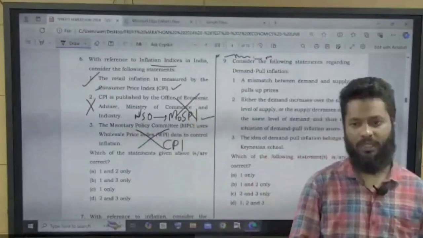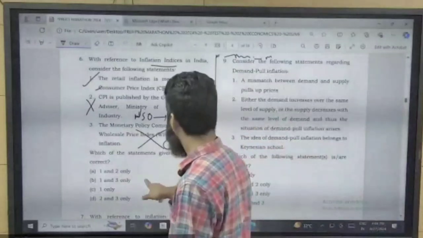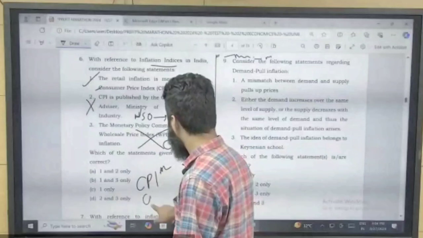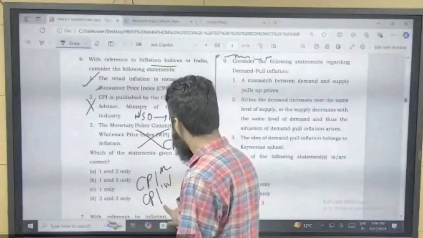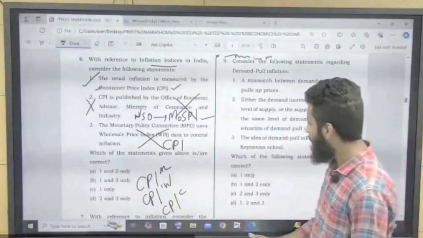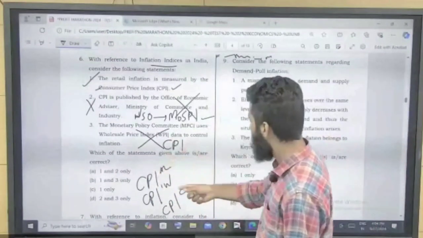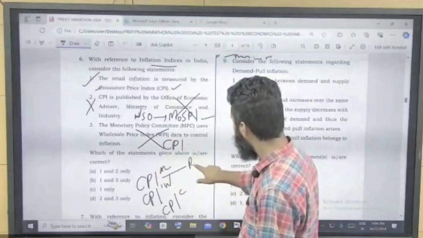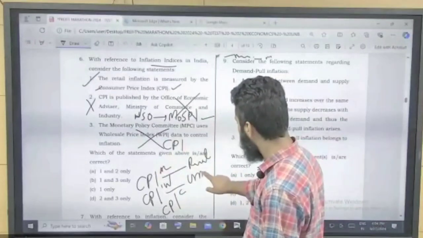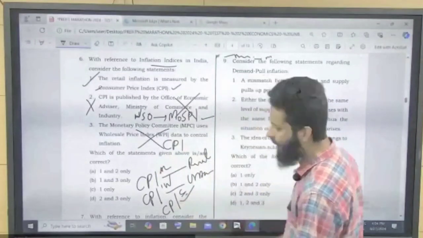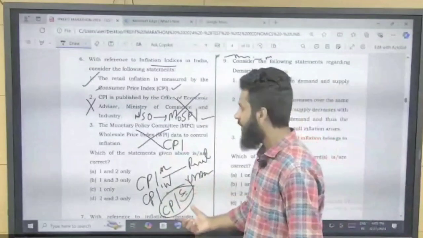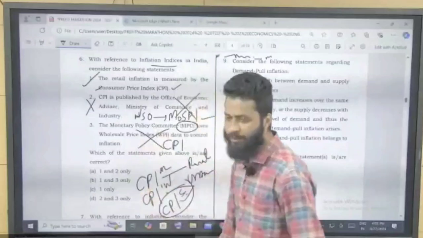Also, there are three variants of CPI, that is CPI agricultural labor, CPI industrial worker, and CPI combined. CPI agricultural labor basically shows rural inflation. CPI industrial workers basically shows urban inflation, and CPI combined is combined. So CPI combined is the indicator which is targeted by MPC, Monetary Policy Committee.